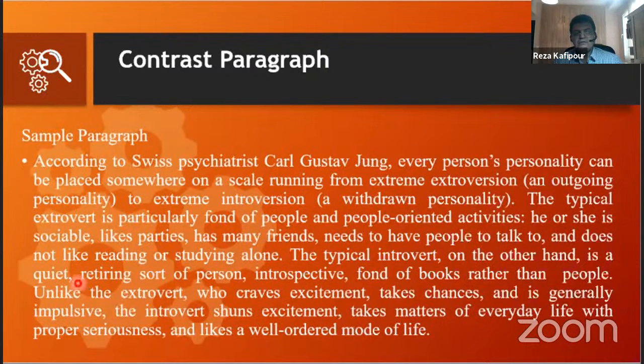But in the previous sentence, we discussed everything related to the typical extrovert first, and then the opposite ideas for the typical introvert. From this sentence, with unlike, we change the format in contrasting two persons or two ideas using one-to-one contrast.